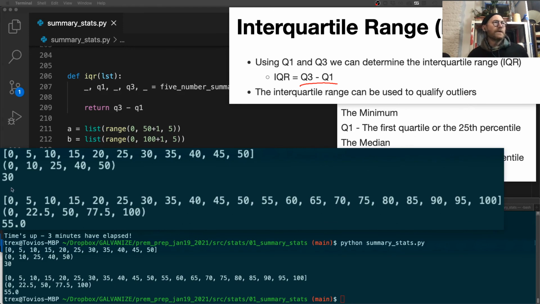Okay. So notice that the majority of our values in this first data set, or not the majority, but 50% of our values in this first data set are sitting right in here. So really straightforward, easy calculation to make. 40 minus 10 is 30. So that's our IQR. And then similarly, just Q3 minus Q1 in that second data set as well.